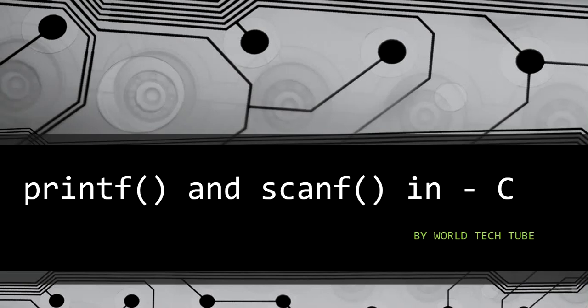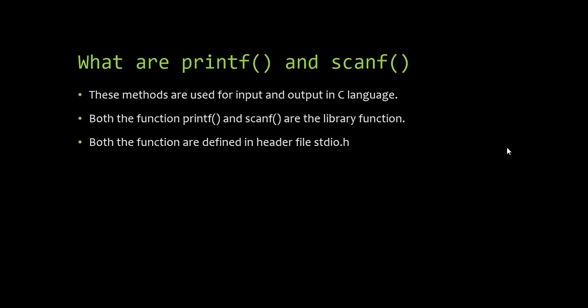Let us try to understand what printf and scanf are in C language. These are the methods used for input and output in a C program. Both the functions printf and scanf are library functions defined under the header file stdio.h that we include at the very top, #include <stdio.h>.